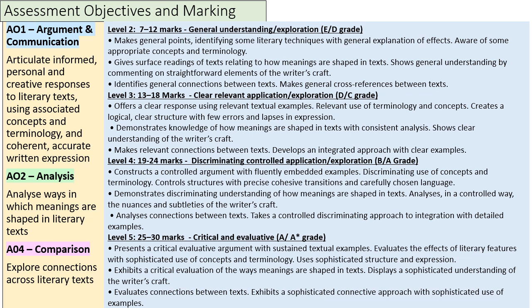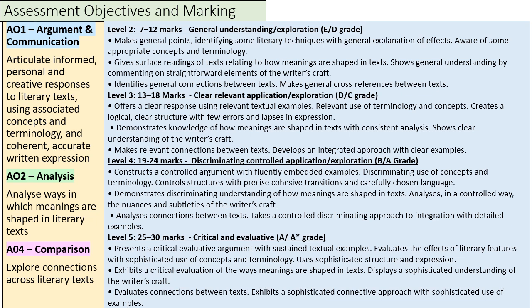AO2 is your analysis, and it is exploring the way that meanings are shaped. So, as I said in the other slide, how are strong emotions shown? How does X equal Y? You've got to demonstrate that for AO2. And obviously, as you go up the mark scheme, if you're looking at band 4 and band 5, your critical evaluation of that. So are they successful in doing that? Are they discriminating in their ideas? Again, it's up to you.